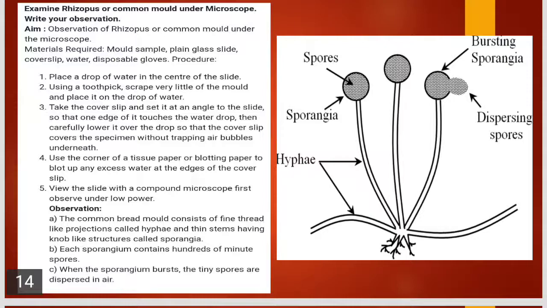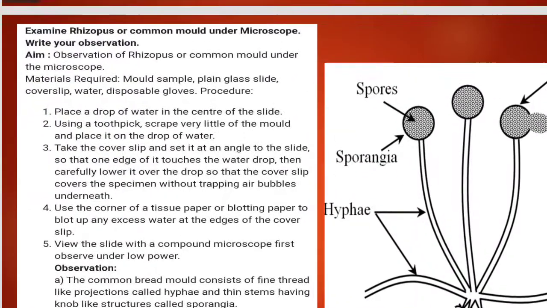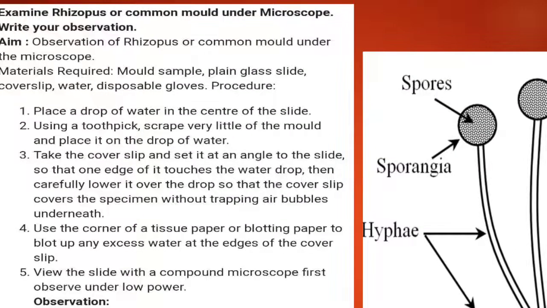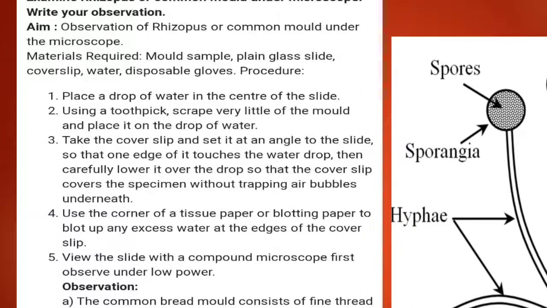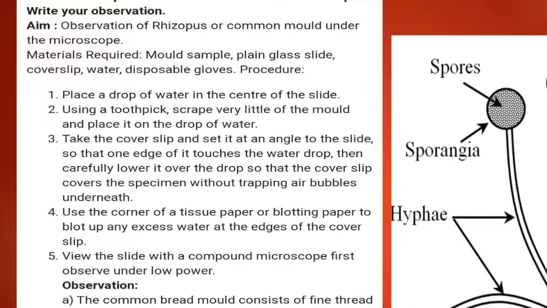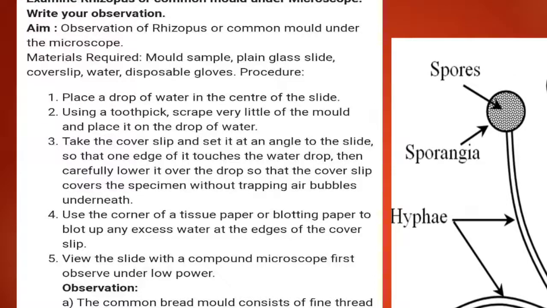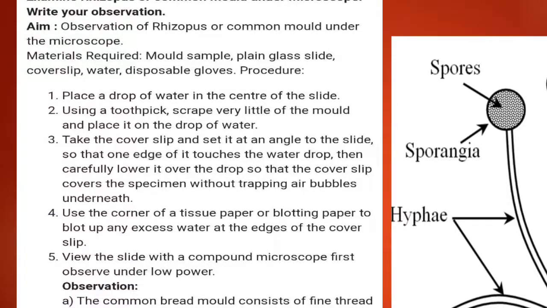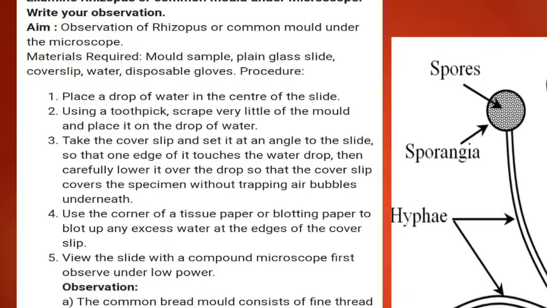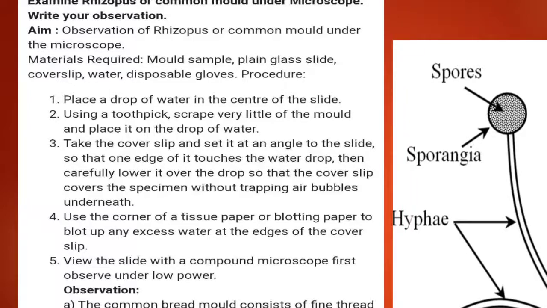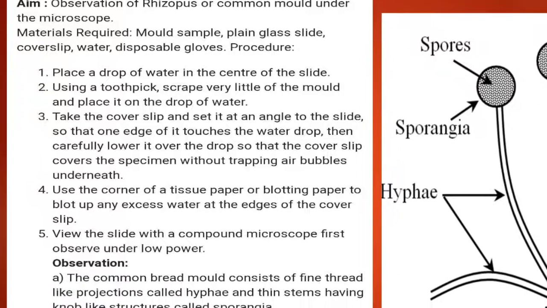So before going to prepare the slide, you should know how to prepare a slide. To observe, what is our aim? Our aim is to observe the rhizopus or common mold under the microscope. Materials required are mold sample of bread, plain glass slide, cover slip, water, disposable gloves. Let's see the procedure. Place a drop of water in the center of a slide. Using a toothpick, scrape very little of the mold and place it on the drop of water.